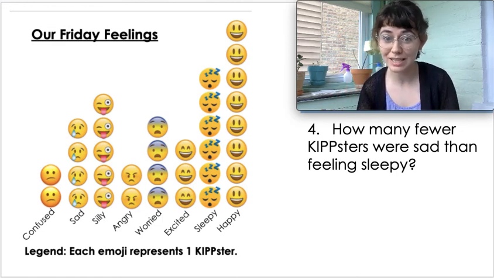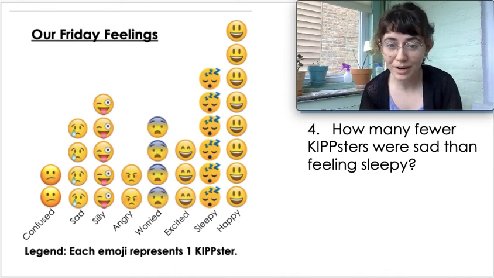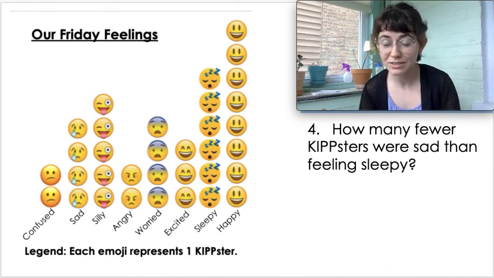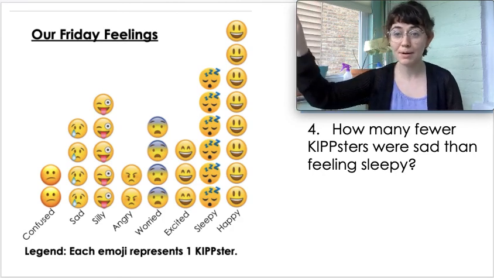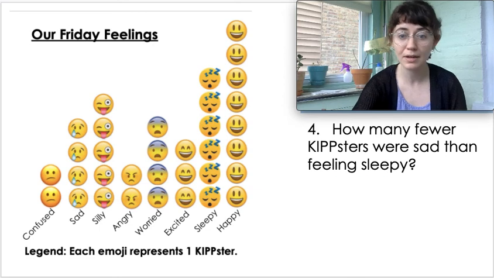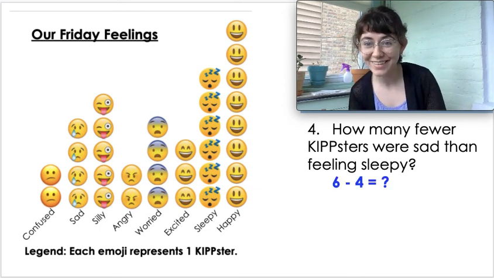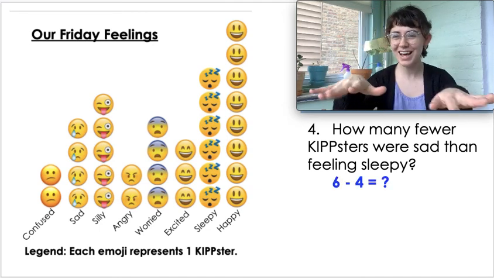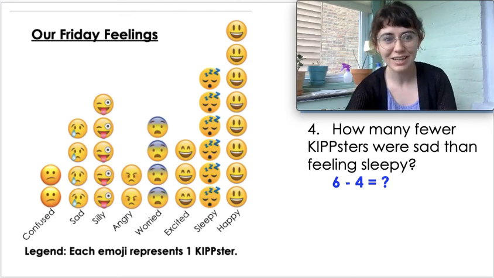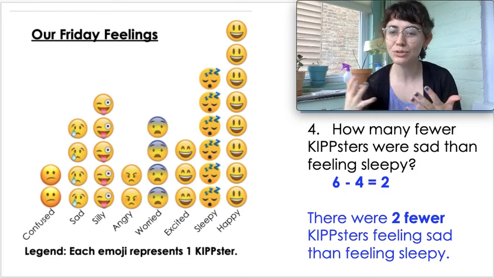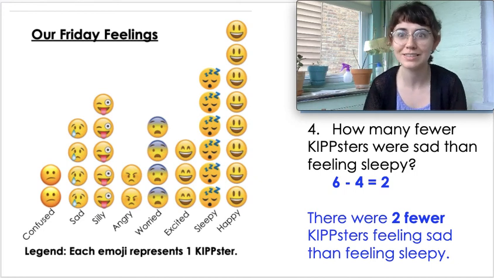Sad versus sleepy. Sad is 4 and sleepy is 6. So my subtraction sentence, I always subtract the bigger number first and then there's the smaller number. So 6 minus 4. Awesome job! We've got 6 minus 4. I know you guys can solve that. 6 minus 4 is just 2. So that means there's 2 fewer KIPPsters feeling sad than feeling sleepy.